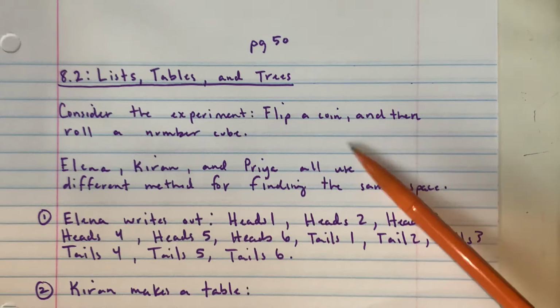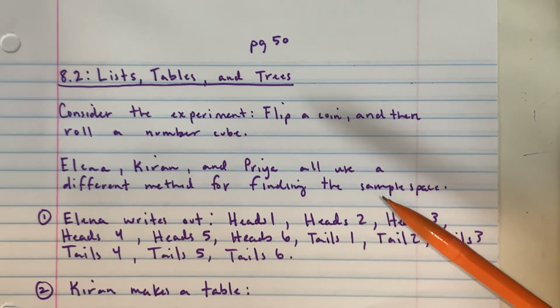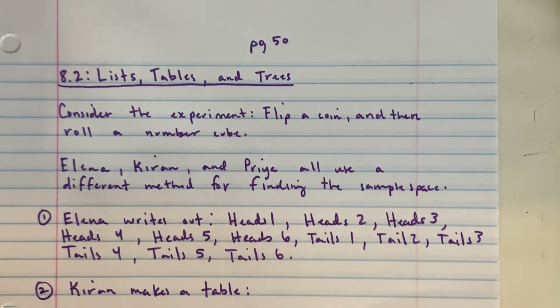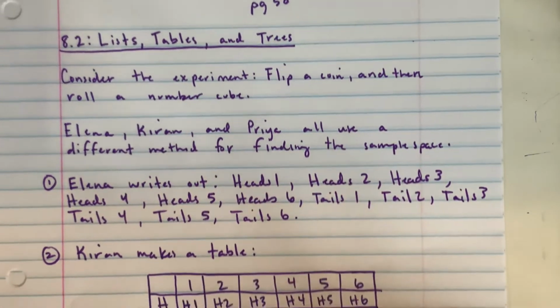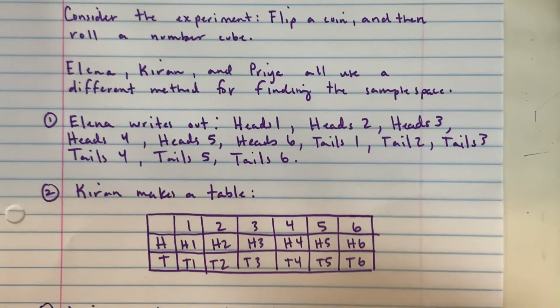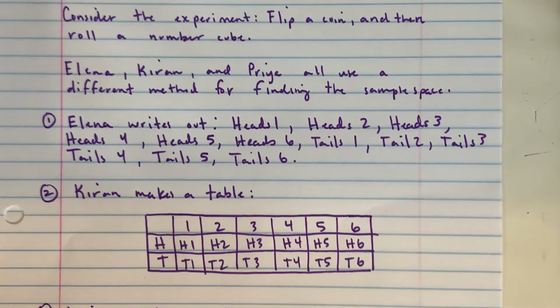Consider the experiment. We're going to not only flip a coin, but then we're also going to roll a number cube. So we know if we're going to do both of those things, that this is definitely going to change our sample space, or our possibilities for the outcome. So we have our three friends, Elena, Kieran, and Priya. They all use a different method for finding the sample space. And as we run through these, maybe think about what's the method that makes the most sense to you, something that you feel pretty comfortable with, because these are all valid methods.